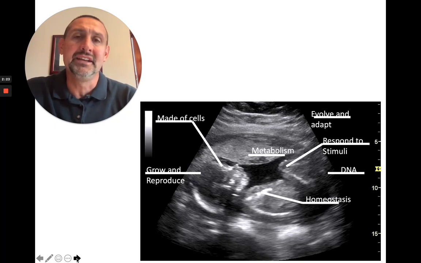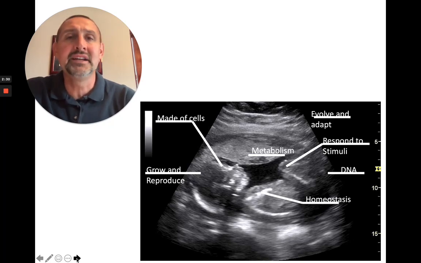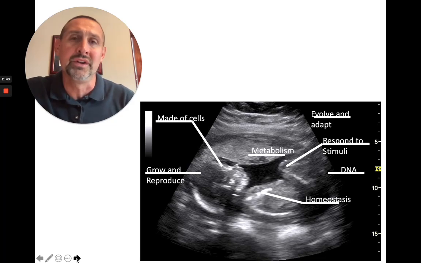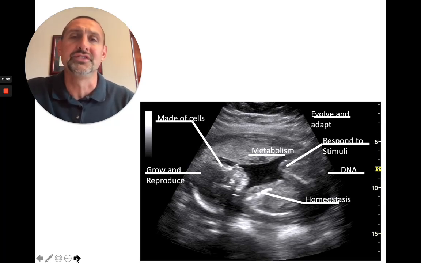Living things contain DNA. They contain all kinds of organic molecules, proteins, carbohydrates, lipids, but DNA is a unique molecule to living things. DNA stores and transmits information. Living things respond to stimuli. That is, they can take in information from the environment and then they react accordingly. Living things evolve and adapt. So they're changing, or they have features that help them to do better in certain environments.